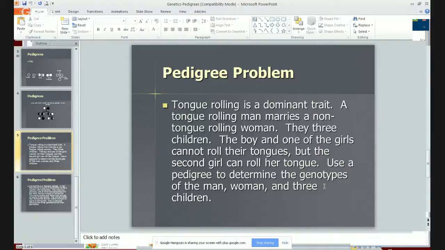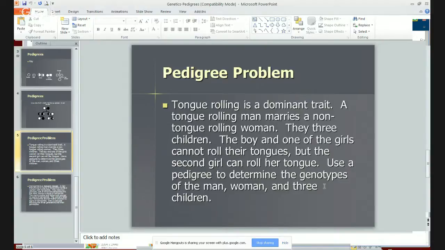Okay? They have a boy, 1 girl, and 1 girl. So from underneath them, they're going to have 2 circles and 1 square.